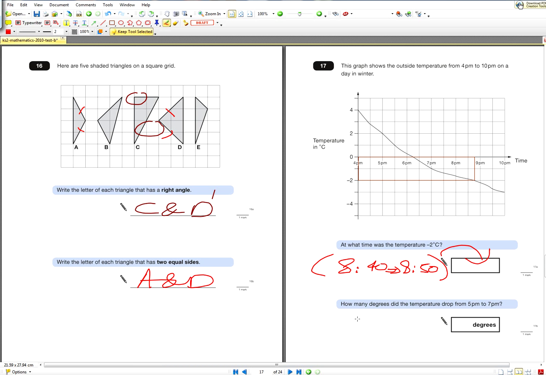Okay, how many degrees is the temperature drop from 5 p.m. to 7 p.m.? So where's 5 p.m.? Okay, let's choose a different color. 5 p.m. is here. Okay, so 5 p.m. If you go up and go across, it will give you what? What was the temperature at 5 p.m.? 3 degrees.